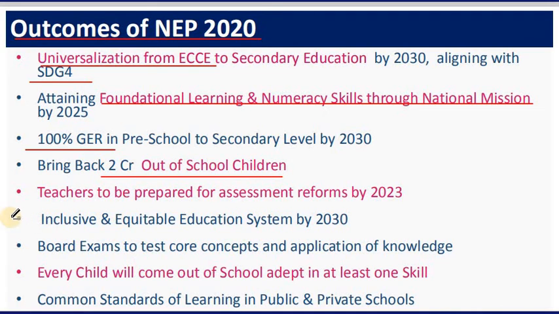Teachers to be prepared for assessment reforms by 2023. Inclusive and equitable education system by 2030. Board exams to test core concepts and application of knowledge. Every child will come out of school adept in at least one skill. Common standards of learning in public and private schools.